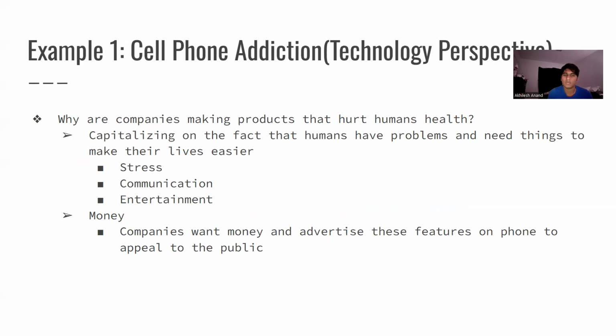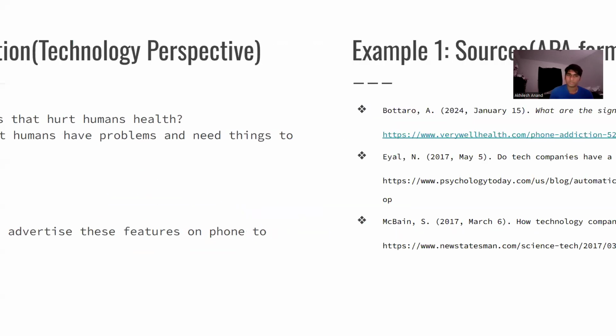Now, the technological perspective: why are companies making products that hurt human health? They're capitalizing on the fact that humans have problems and need to make their lives easier, like stress, the communication factor, and the entertainment factor, as well as wanting money. With that money, companies advertise their features and make people believe they need phones in their lives, and that causes people to fall into the trap, buy them, and use them, which causes addiction because of the different features they have.